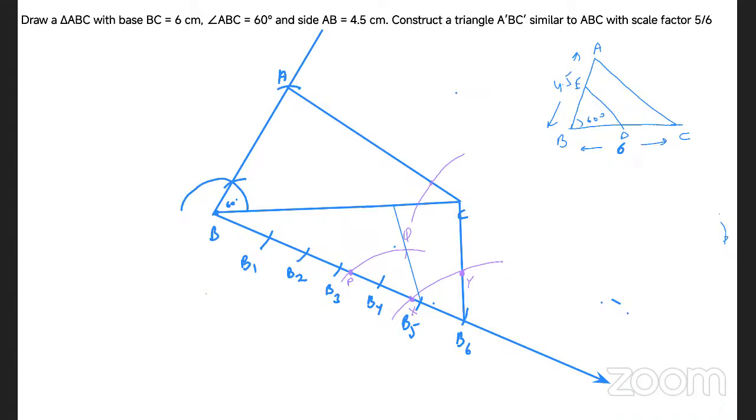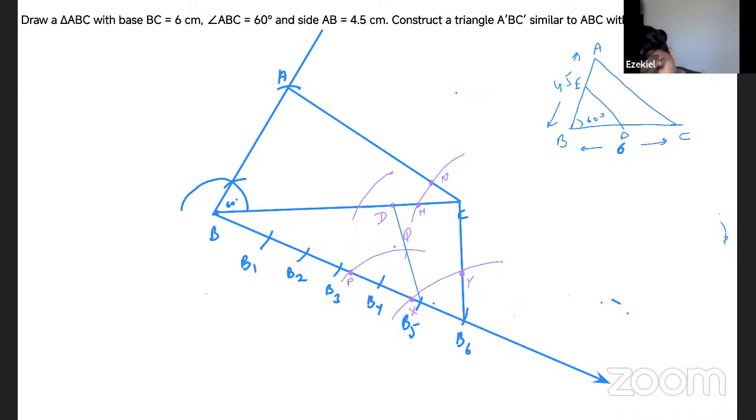Then without disturbing the compass, put the tip of the compass on this point, which is basically D. Okay. And without disturbing it, just make an arc like this. Now measure this distance, this and this. We'll name this MN. Can you measure MN?